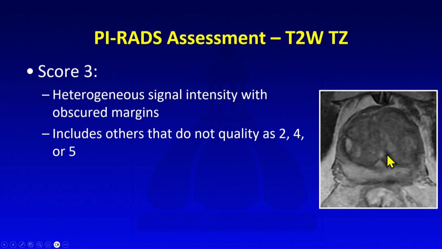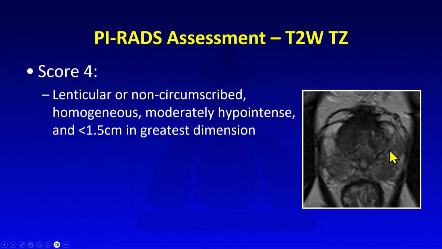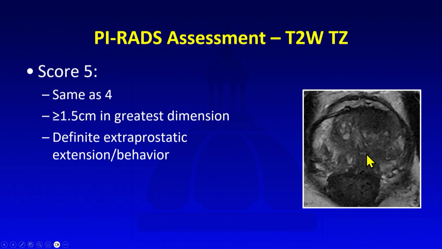Score 3, you get some heterogeneous signal intensity with some obscured margins. Score 4, you get lenticular or non-circumscribed, homogeneous, hypointense, and there's a size restriction of less than 1.5 centimeter. And then a 5 would be a lesion that's greater than 1.5 centimeter or has aggressive behavior.